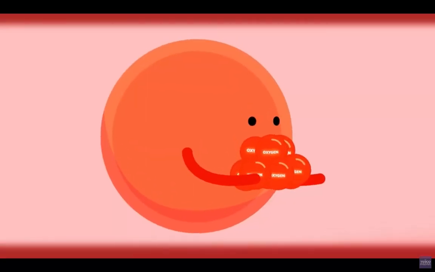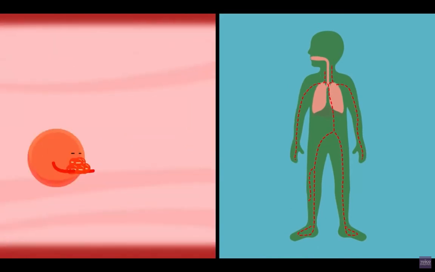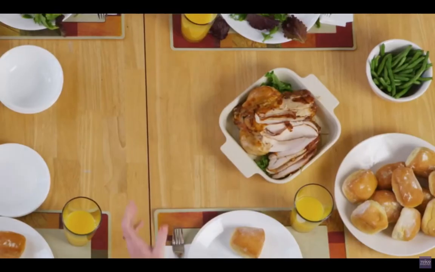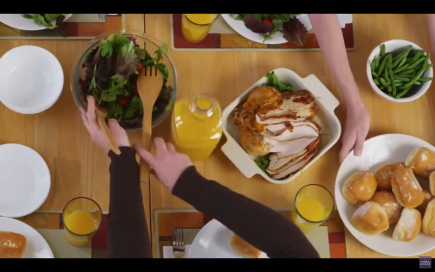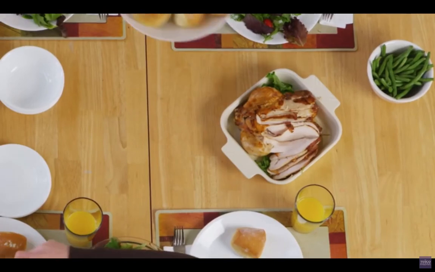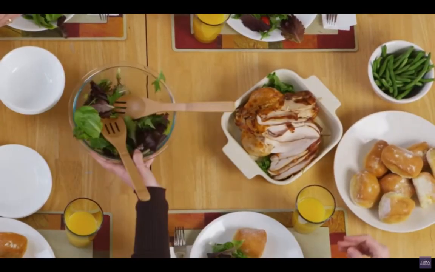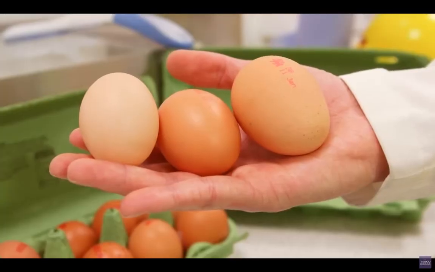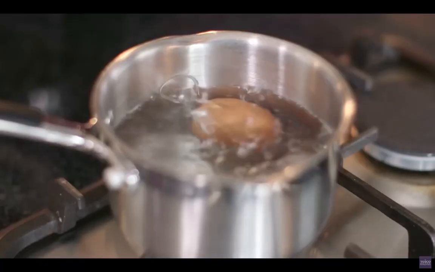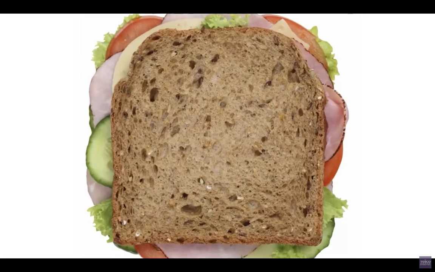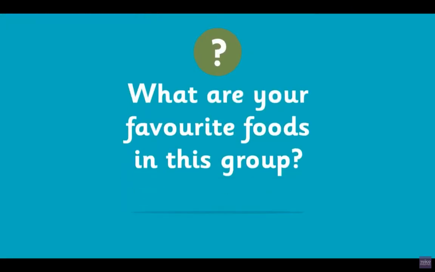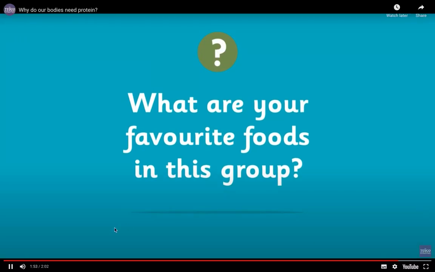There are even some proteins that help you breathe by carrying oxygen around your body. Because proteins are so important to our bodies, it's important to eat foods from this group every day. Luckily, there are lots of tasty ways to get enough protein. Perhaps you like to have an egg at breakfast time, some ham and cheese in your sandwich at lunch, and fish for your dinner. What are your favourite foods in this group?